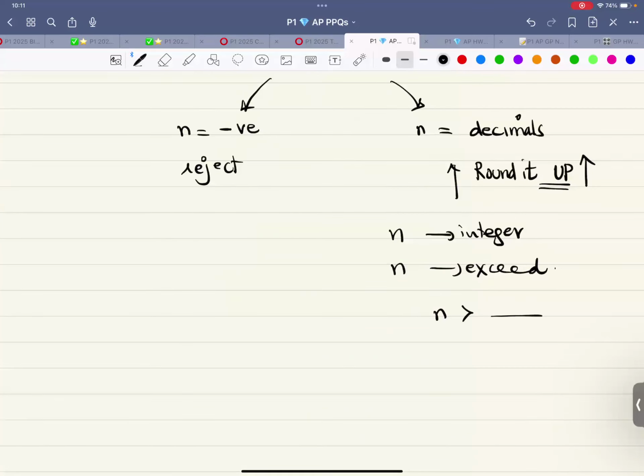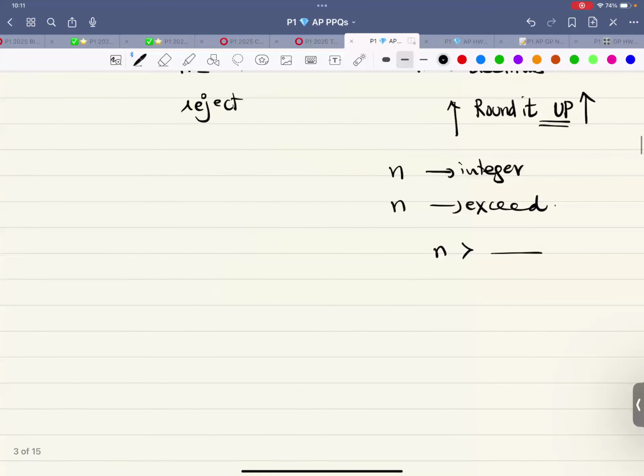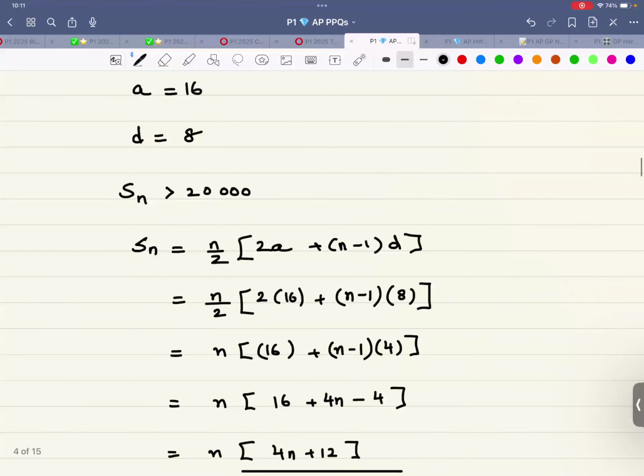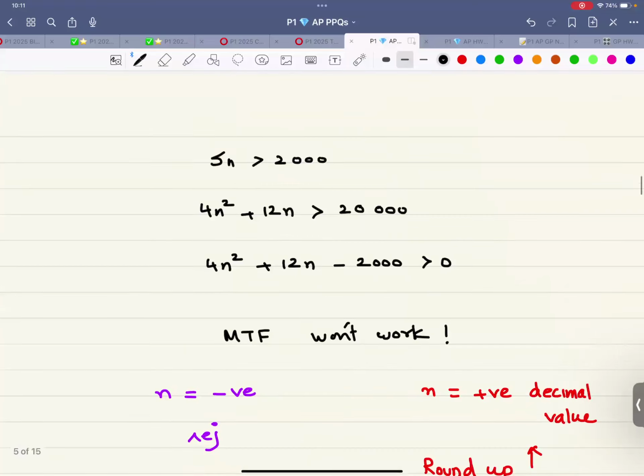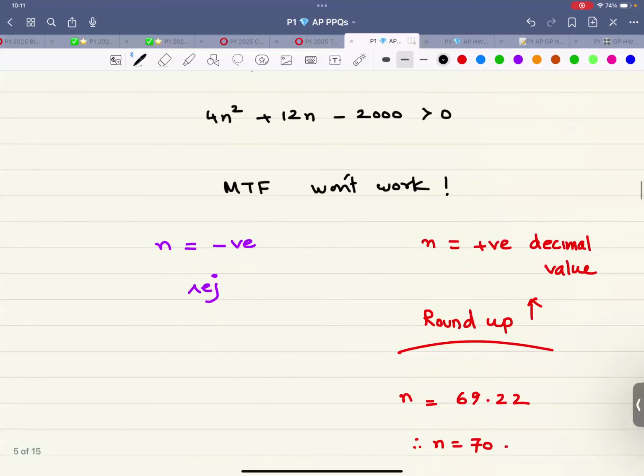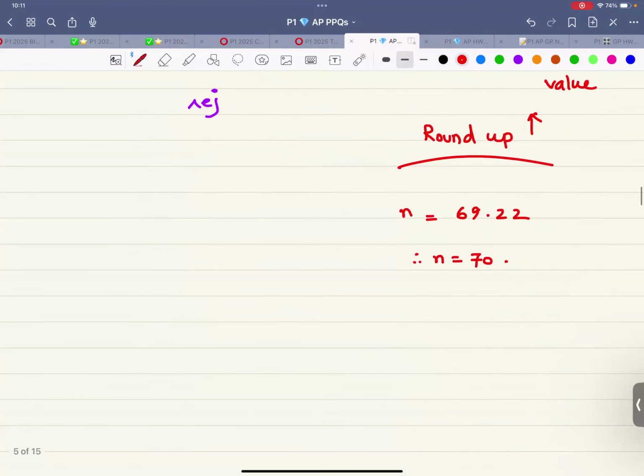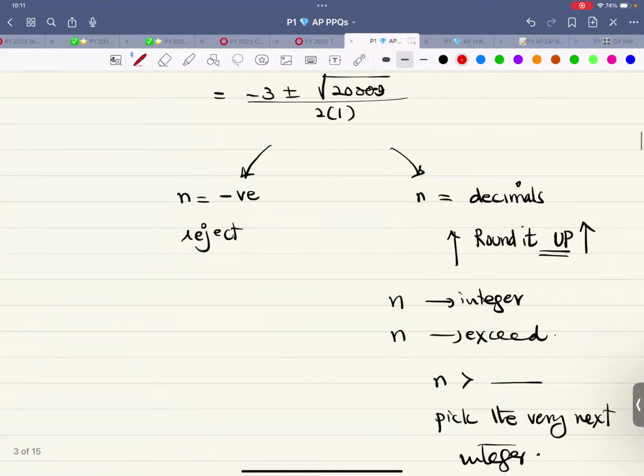N is greater than some value. So the rule is pick the very next integer. Now let me show you the working from yesteryears. So now this is the working. Our middle term factorization won't work. We are getting a negative value. We are getting n is equals to 69.22.